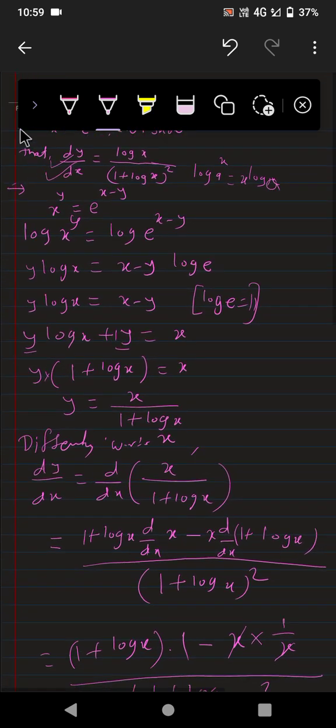So we have to prove this: dy by dx is equal to log x upon (1 plus log x) whole square.